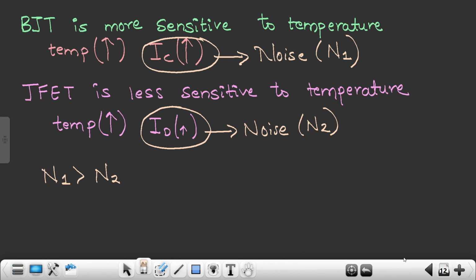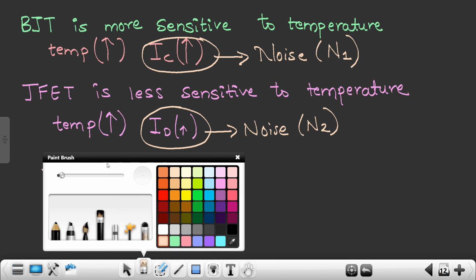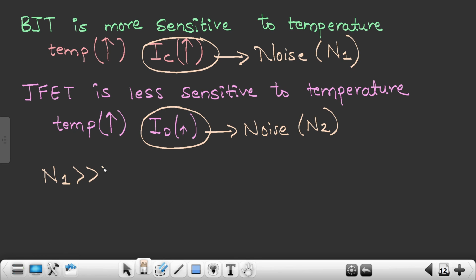I hope you are getting this point. See, BJT is more sensitive to temperature. That means if the temperature increases, we will get a noisy signal, right? In case of JFET, when the surrounding temperature increases, we will still get a noisy signal, but the noisy signal generated in case of JFET would be quite less, or rather very, very less as compared to BJT. Let me write it this way: N1 is very, very large as compared to N2.